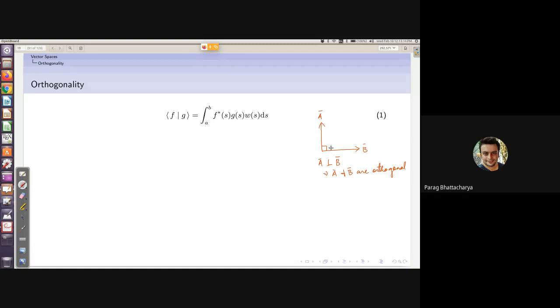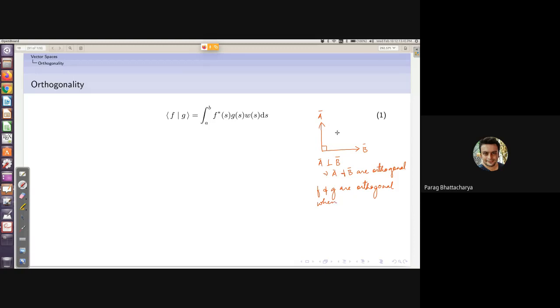Fine. Now compare it with this one. When are two functions, let's say f and g, orthogonal? Can we think of something like perpendicularity? We don't use the word perpendicular for functions, we use the word orthogonal. So when are f and g orthogonal? You could think about this.